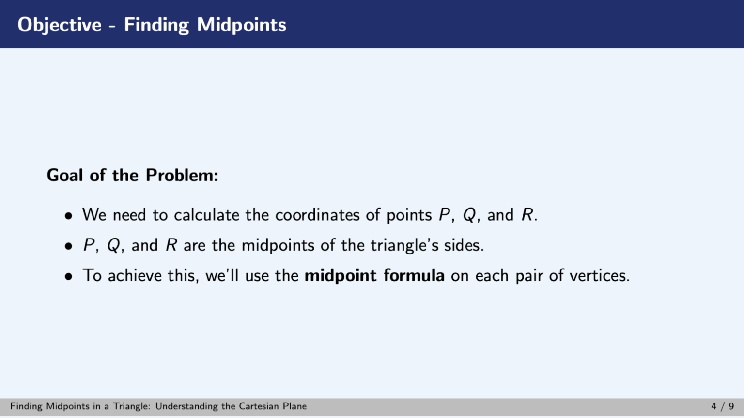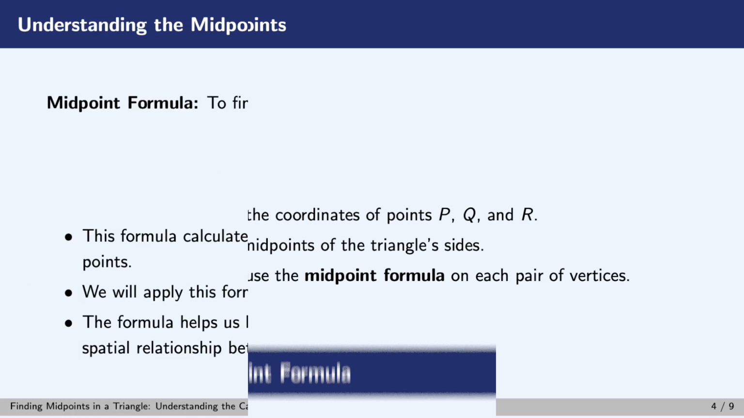On this slide, you can see our objective. Find the coordinates of points P, Q, and R, which are the midpoints of the triangle's sides. We'll do this using something called the midpoint formula. It's quick, simple, and helps us find the point exactly halfway between two given points. Ready to see what this looks like? Let's check out the next slide.